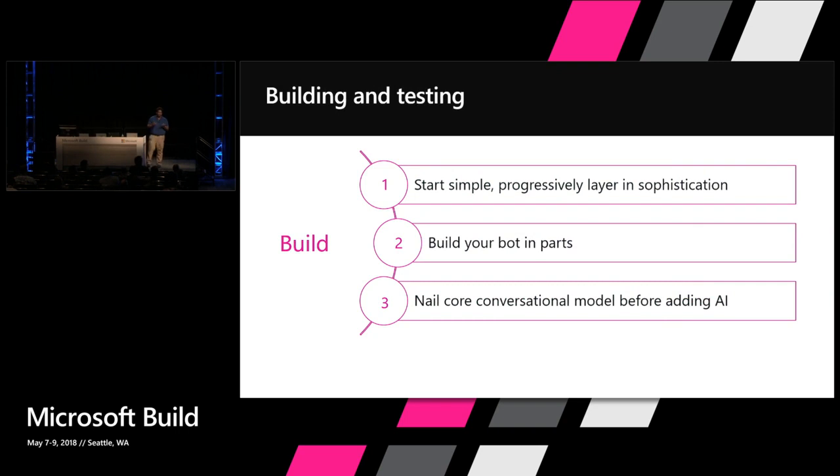So, three key takeaways or three key best practices that we have been able to distill for building and testing bots. Start simple and layer in sophistication based on your scenario needs. Build your bot in parts, because if you start with all the AI services out there, you can get pretty sophisticated very quickly. But you need to absolutely nail the core conversation model, and all of the AI services can come in and augment that experience, make it better and more complete, and provide a rich experience for the user.